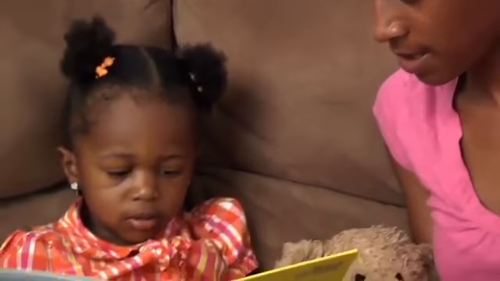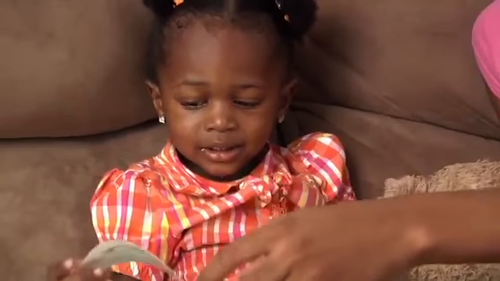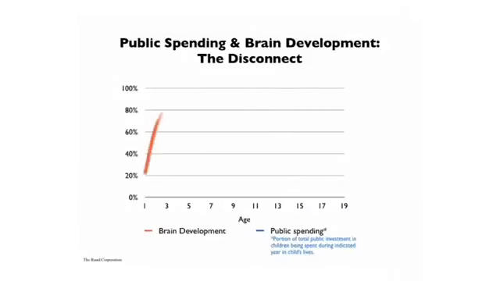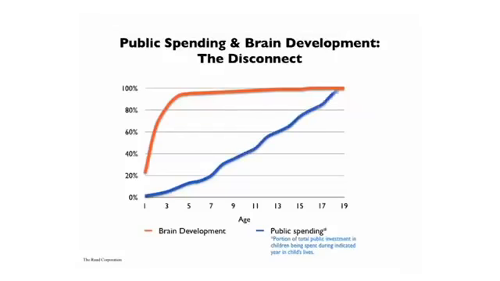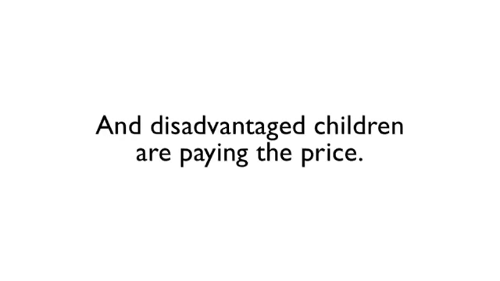Sharan is not alone in her thinking. While research clearly supports the importance of early childhood education, society has failed to act. Neuroscience tells us that 85% of a child's brain develops in the first 3 years of life, but only 5% of public investments in children happen during this time. We're paying for failure instead of investing in success, and disadvantaged children are paying the price.